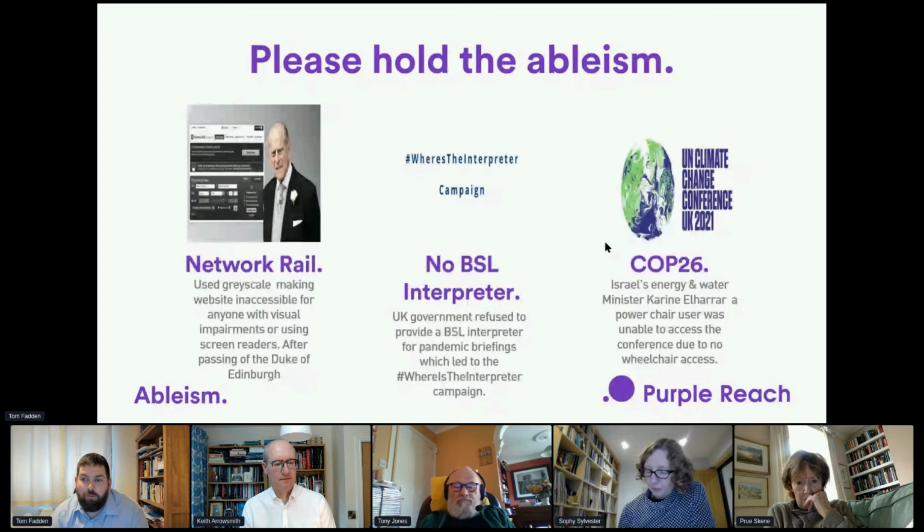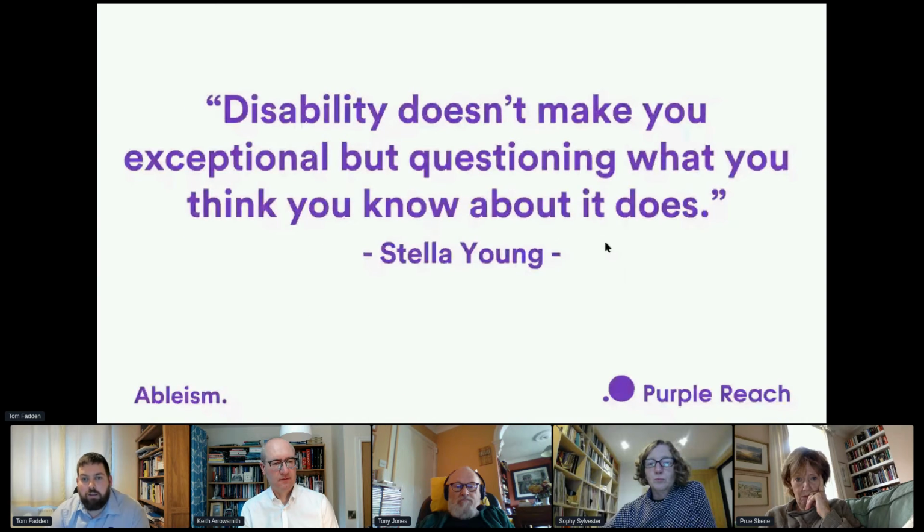And then the last example is the most recent one from the COP26 conference. So Israel's Minister for Energy and Water is a power chair user, and she was unable to access the conference completely because of lack of wheelchair access and lack of thought around access itself. There were some other access issues about placement of interpreters and things to do with COP26. And it's the assumption, again, that we're not going to have a disabled person at the event, or we don't need to think about this. And some of it is unintentional, but a lot of it is ingrained in society, and that's why we need to be aware of it and remove as many barriers as we can.